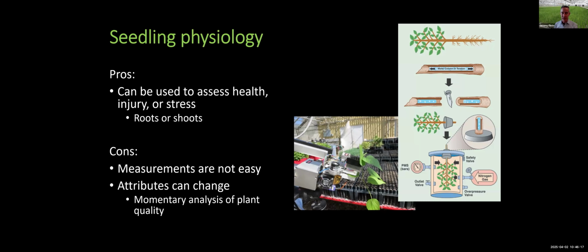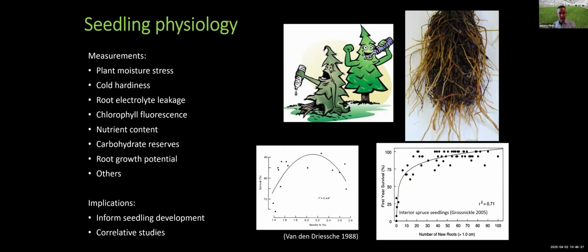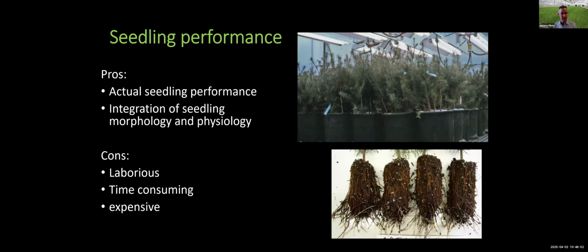Seedling physiology is like us going to the doctor. It can be used to assess health, injury, or stress. But these types of measurements are really laborious. They're not easy. And these things can change over time from the nursery to the outplanting site. So that's important to keep in mind. But they do support a lot of the morphological measurements, and they require some specialized equipment to do. They can inform us on seedling development. We do have a lot of correlative studies that show what these physiological measurements do for us. But again, measuring them at the right time for that snapshot is important to understand.